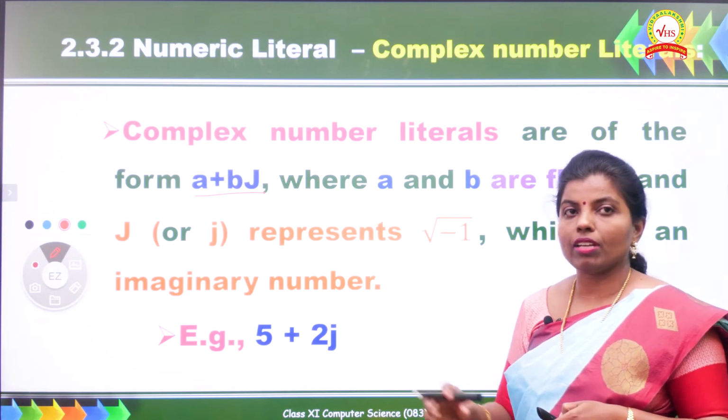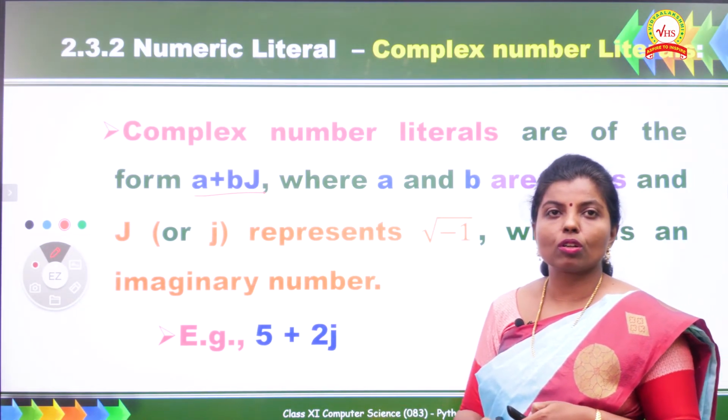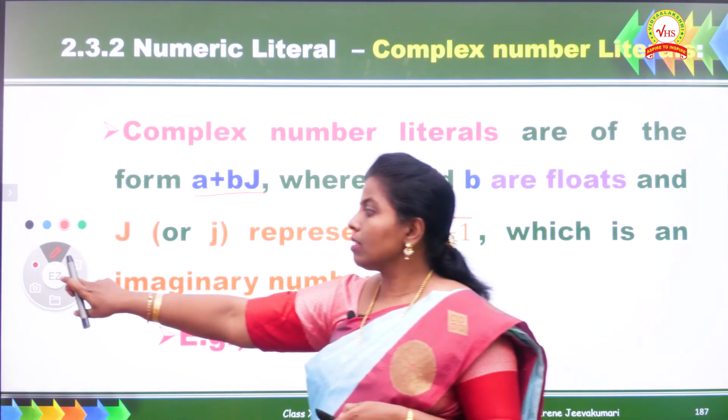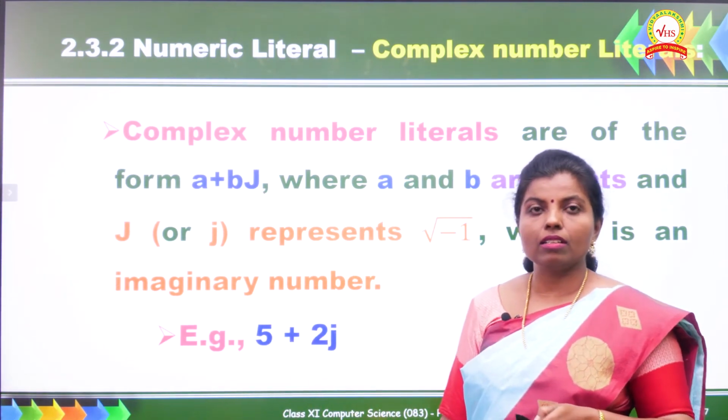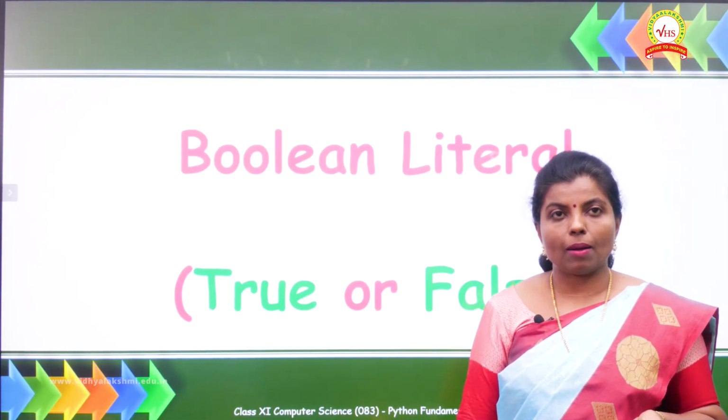The value of j, whether it is capital letter or small letter, the value of j is going to be square root of -1. This is the form of a complex literal. These complex literals are also allowed by Python programming.